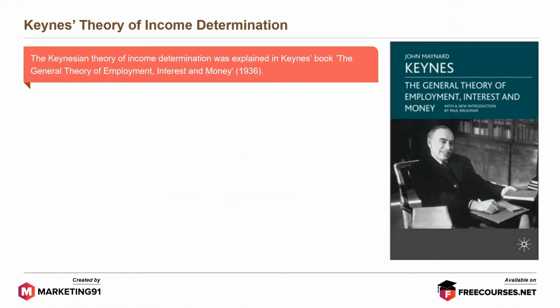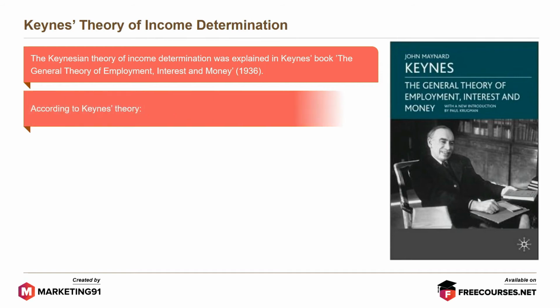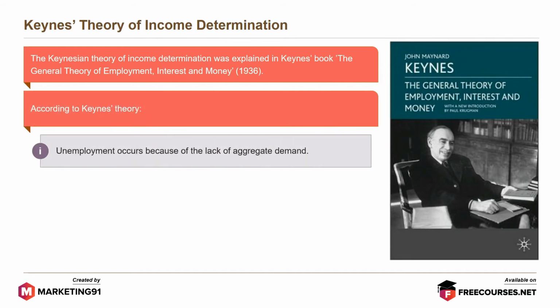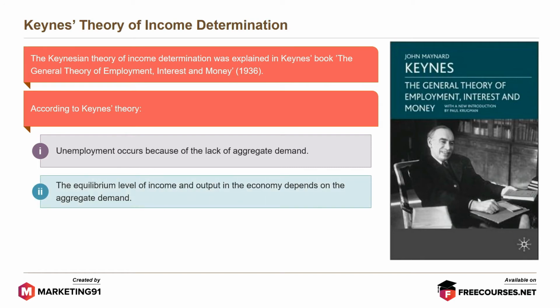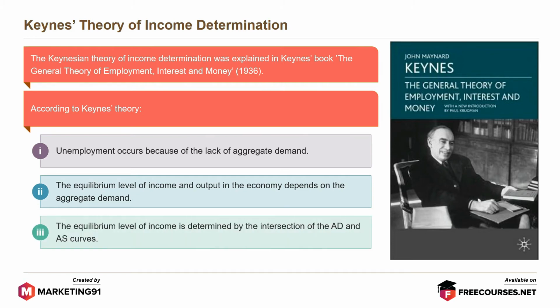Moving on, the Keynesian theory of income determination was explained by Keynes in his book General Theory of Employment, Interest and Money in 1936. According to Keynes' theory, unemployment occurs because of the lack of aggregate demand. The equilibrium level of income and output in the economy depends on the aggregate demand. The equilibrium level of income is determined by the intersection of the AD and AS curves.